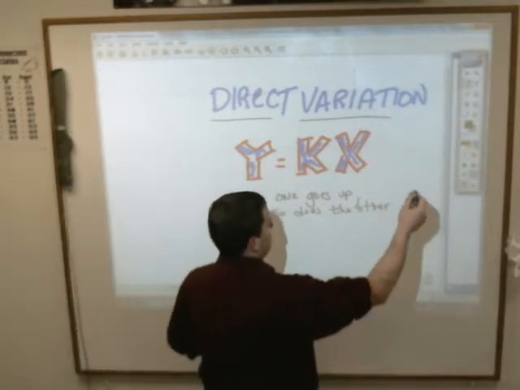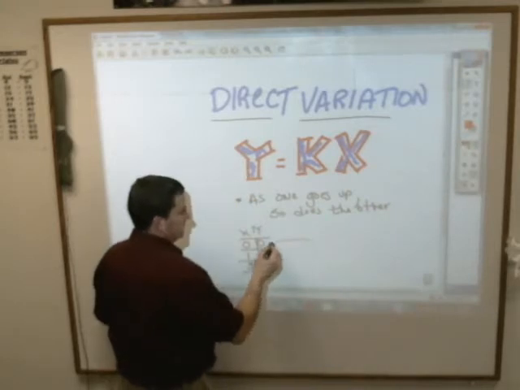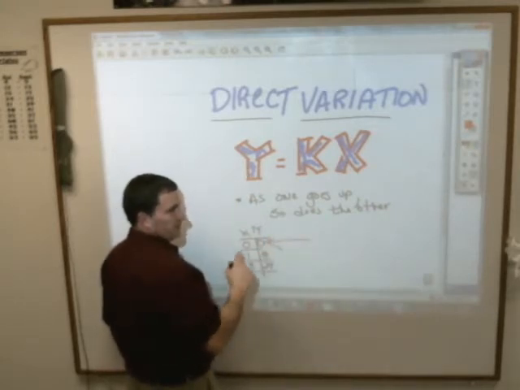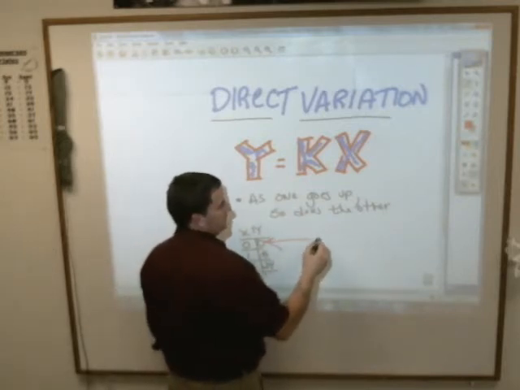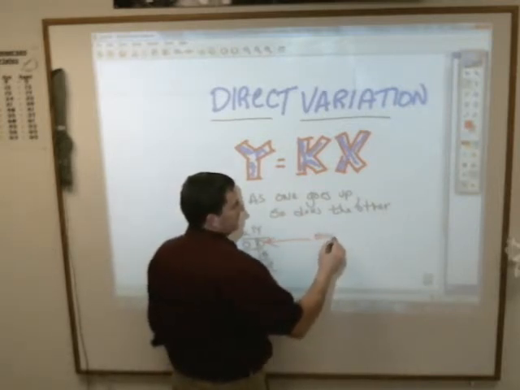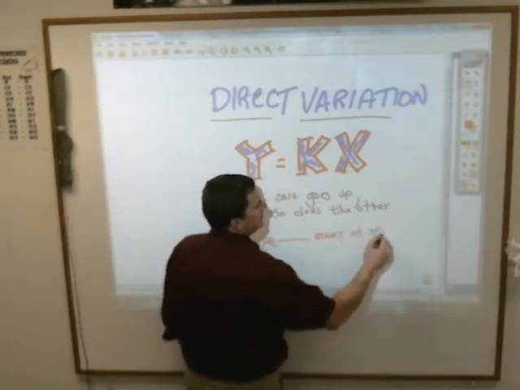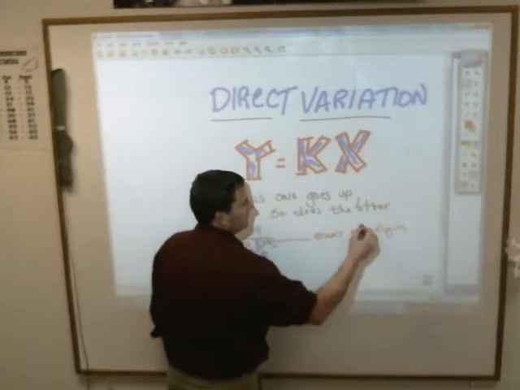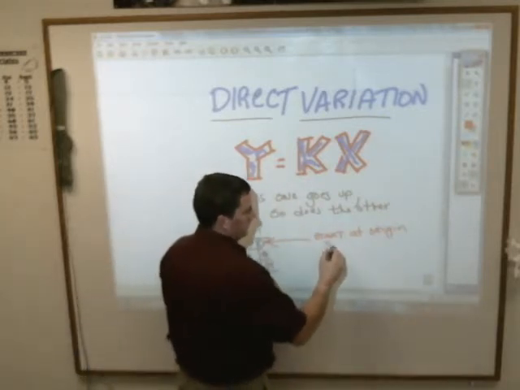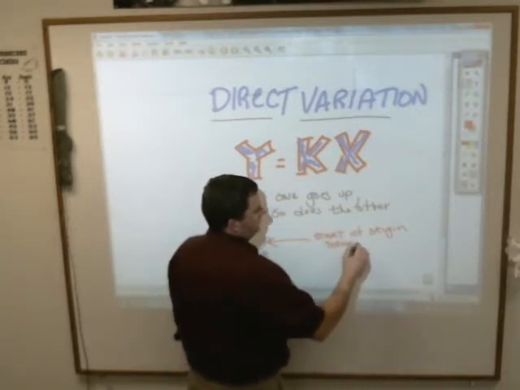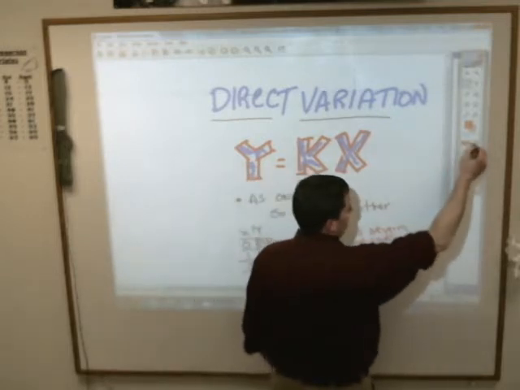And there's a couple things that have to happen for things to be direct variation. Number one, this has to be true: that 0 equals 0. If you graph it, it has to start at the origin. Does that sound familiar to anything else we've done before? Yeah, x, y, and it starts at the origin, it's going to be a straight line, and it is very much the same as being proportional.